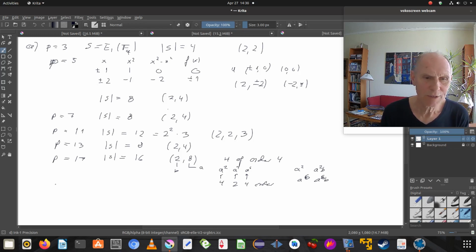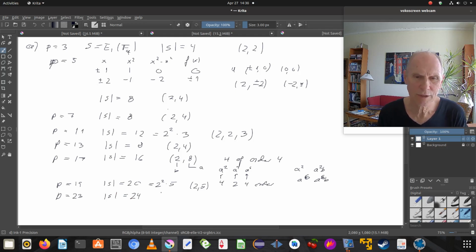The next prime is 19. There we have 20 elements. The type must be 2.5. And p equals 23. So here we have 24 elements. It is 2 to the third times 3.